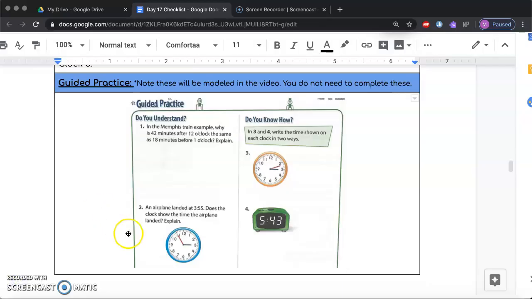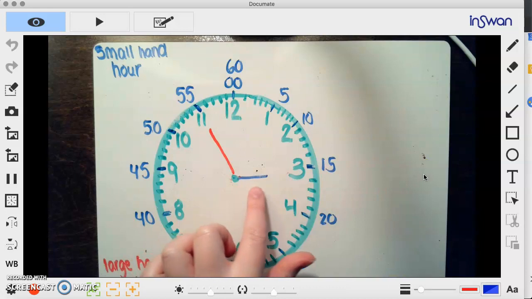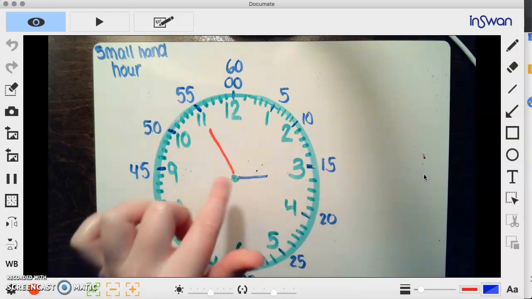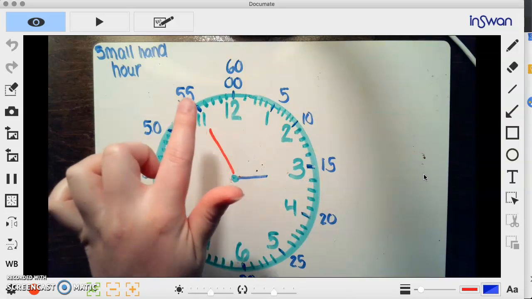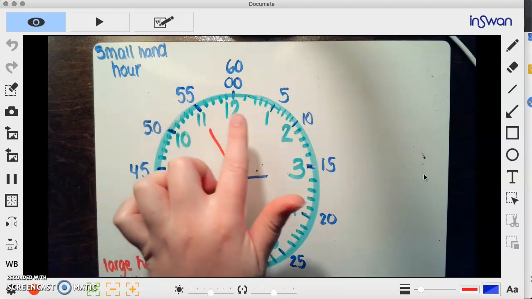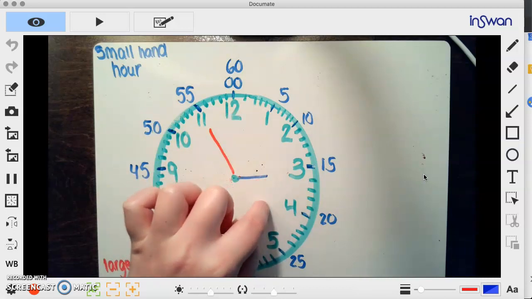Number 2 says an airplane landed at 3:55. Does the clock show the time the airplane landed? So I decided to draw this on my dot cam so we can look at it a little bit larger. I can see that my hour hand, the small hand, is pointed at 3, and our minute hand is pointed at 11, which stands for 55 minutes. So it seems correct.